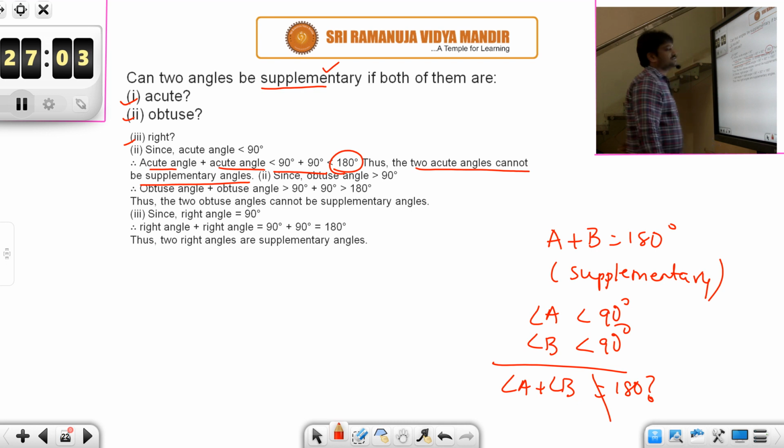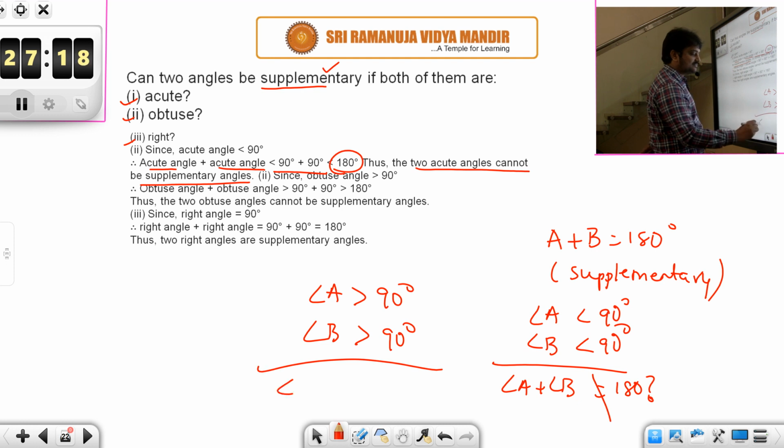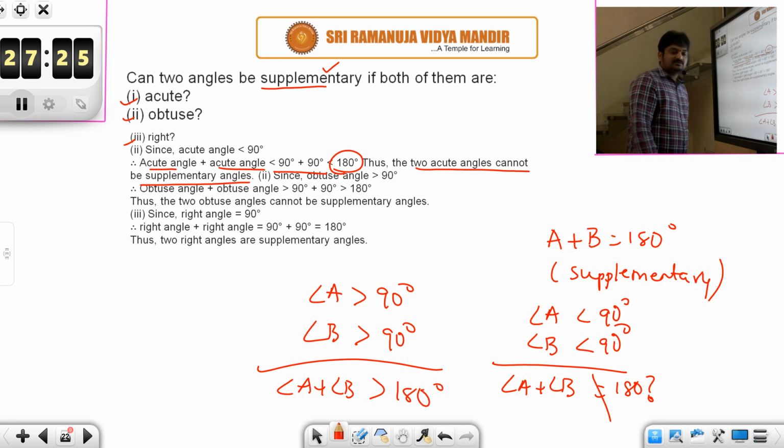Okay. Similarly, let us look at the next question. If both of them are obtuse, that is, if angle A is greater than 90 and angle B is greater than 90, what will be their sum, angle A plus angle B? They will obviously be greater than 180, right? So if the sum is greater than 180, how can they be 180? Thus, the two obtuse angles cannot be supplementary angles.